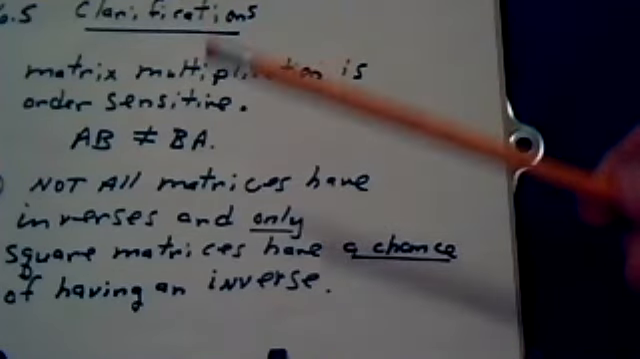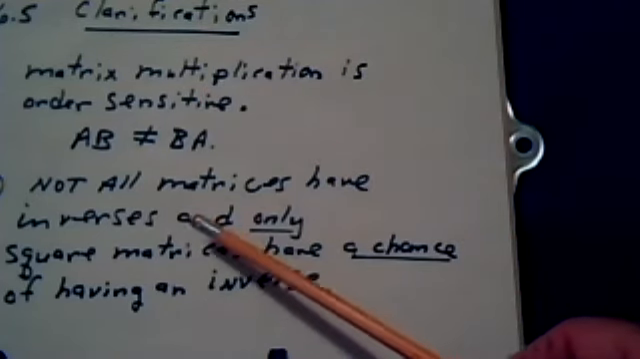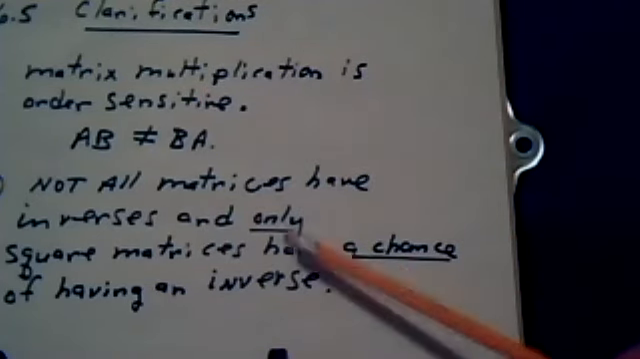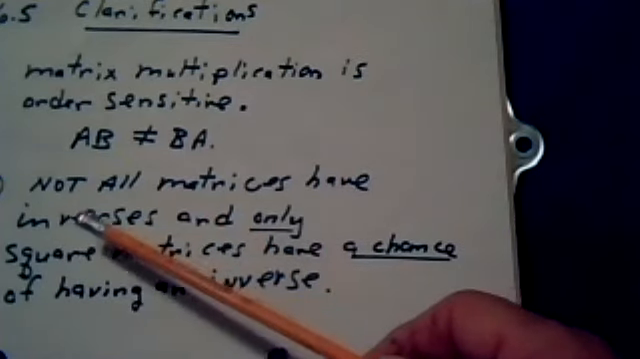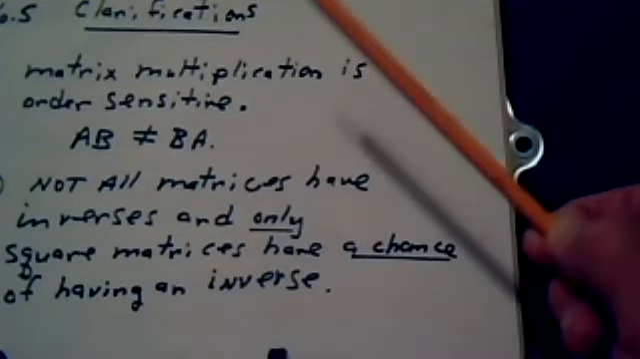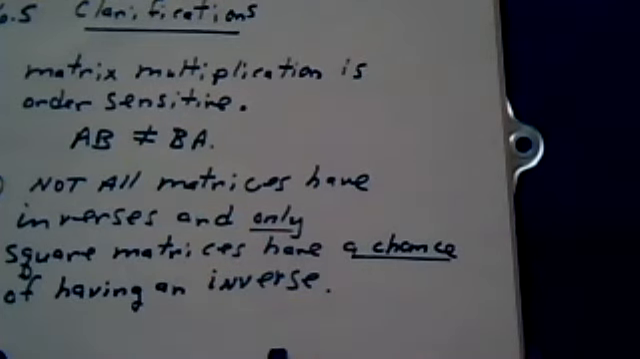Another thing, not all matrices have an inverse, and only square matrices have a chance of having an inverse. You say, well, what's a square matrix? A square matrix has the same number of rows as columns, like a 2 by 2, a 3 by 3, and so forth.